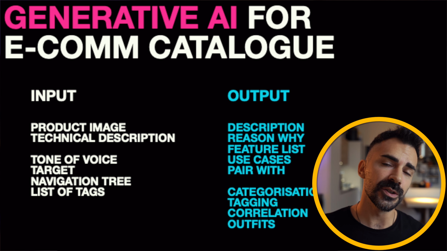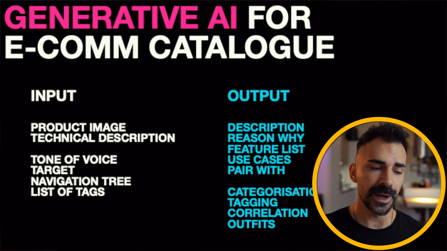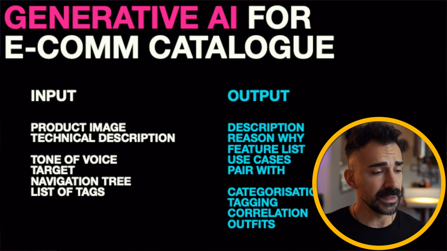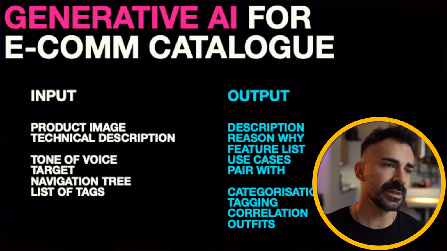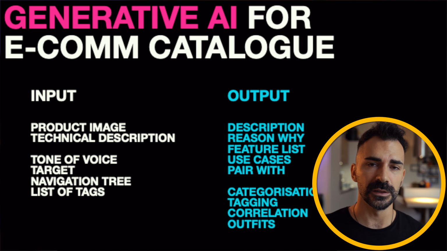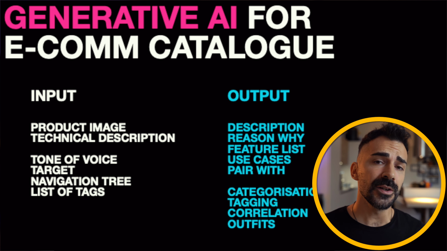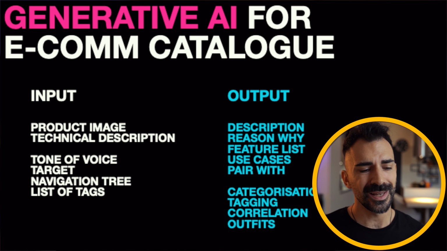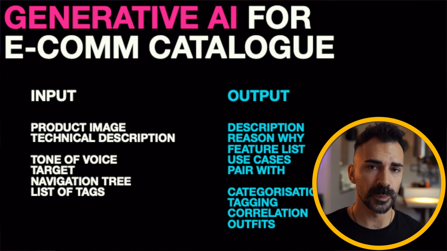And if we add other inputs of your brand, like tone of voice, the target you want to acquire and convince to buy, the navigation tree, and the list of tags that you're using as labels or to categorize and use filters on your store, you can add other options for output. So you can ask OpenAI to categorize your product, to tag your product correctly, to create correlation, to create outfits, and so on. So it's a very powerful opportunity.